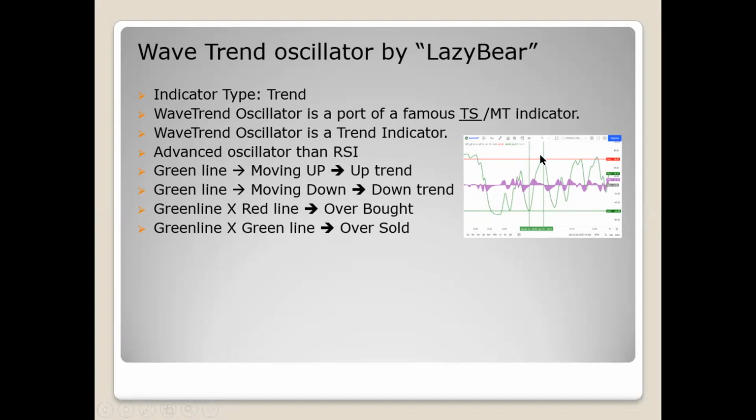And whenever the green line crosses the red line here, that is an overbought zone. And whenever this green line crosses the bottom green line, this is an oversold zone. This is how we need to analyze this wave trend.